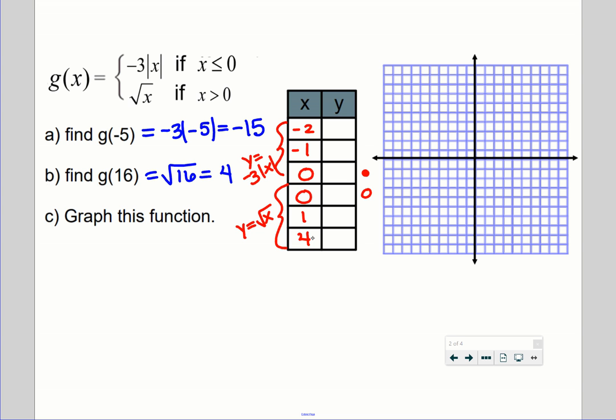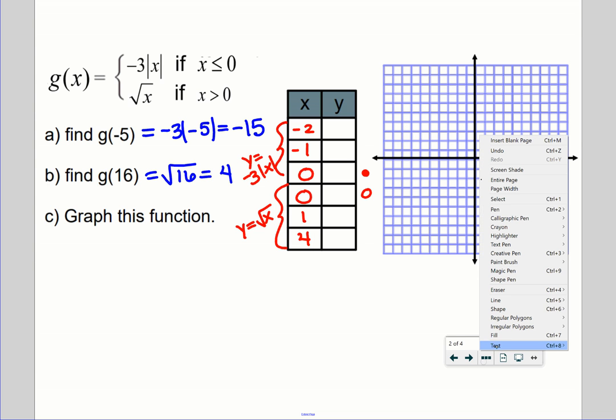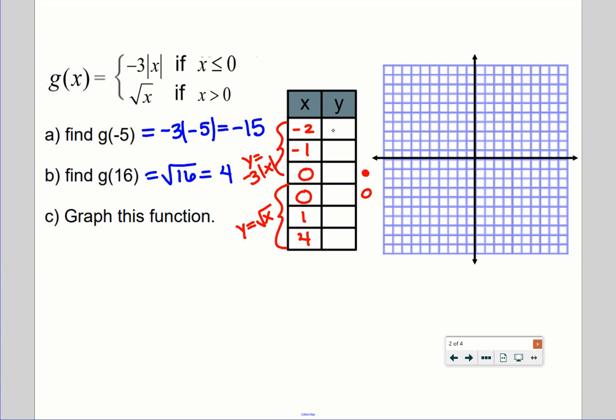Okay. So if I plug -2 into that top equation, what do I get? -6. If I plug -1 into that top equation, what do we get? -3. If we plug 0 in, we get 0. Plug 0 in the bottom equation, what do you get? 0. Plug 1 in, we get 1. Plug 4 in, we get 2. Table's filled out.